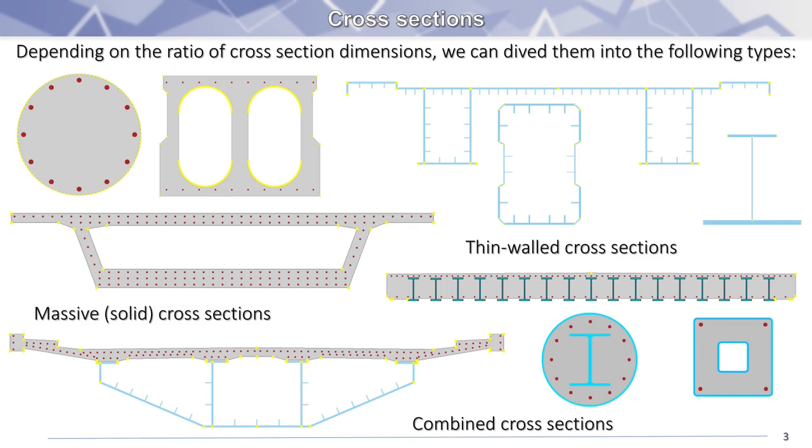Depending on the ratio of cross-section dimensions, we can distinguish the following types of cross-sections: massive, solid, thin-walled, and combined cross-sections. To solve the tasks related to calculations for strength, stiffness, and stability of the elements forming part of structures and buildings, it is necessary to calculate the elastic geometrical characteristics of such cross-sections. The cross-section module of software package LIRA 10 is used to implement the above-mentioned purposes.